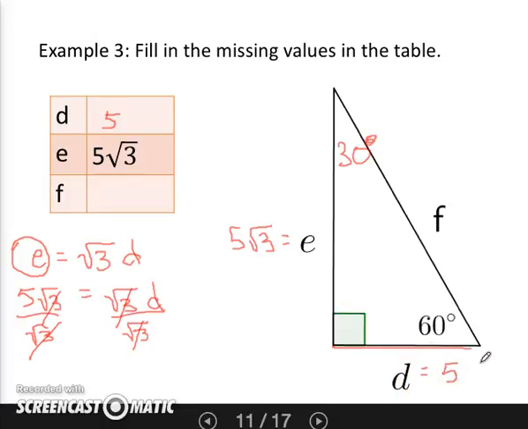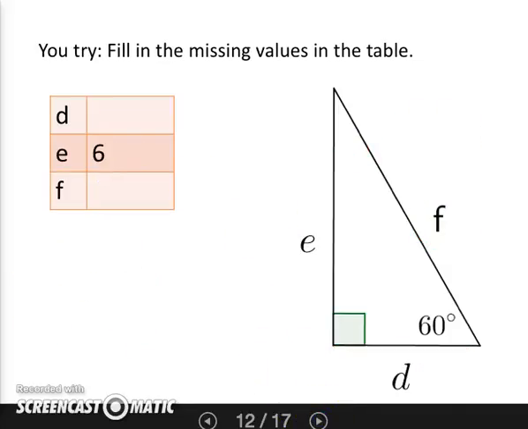Now my theorem also tells me that the hypotenuse of the triangle, in this case F, measures 2 times the shorter leg's measure, 2 times 5. 2 times 5 is 10, so F was easy. We can write that F measures 10 units. You try this one. Fill in the missing values in this table.